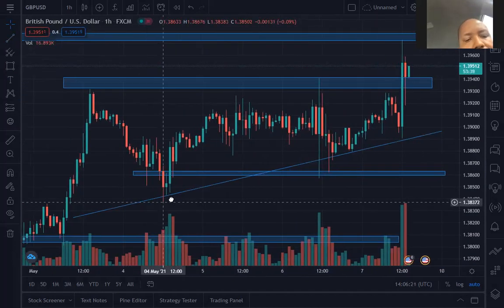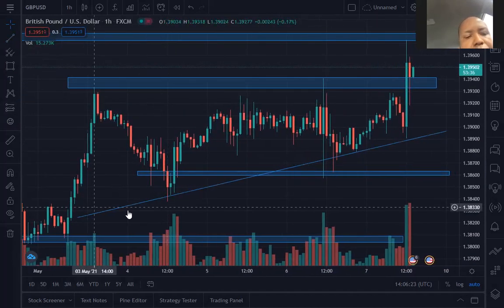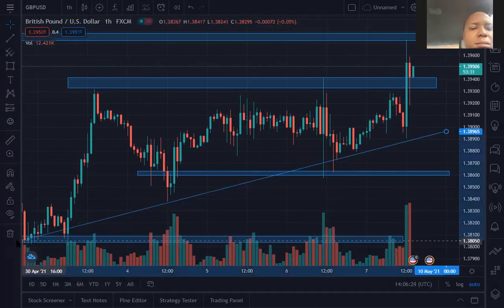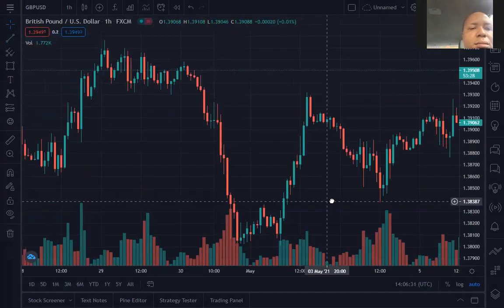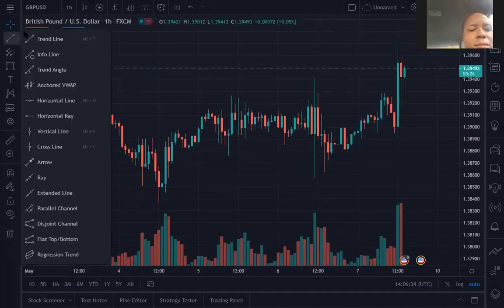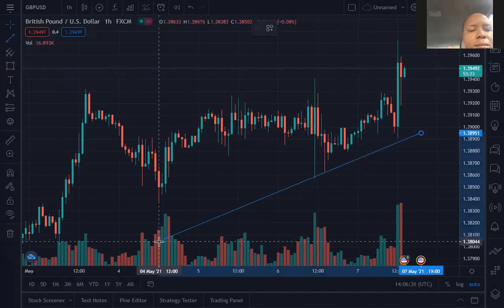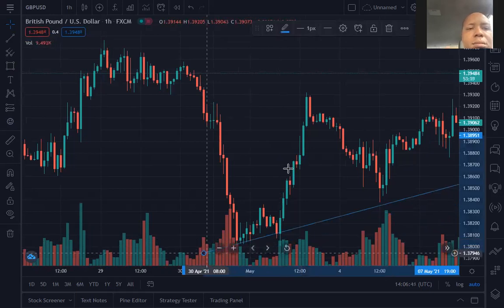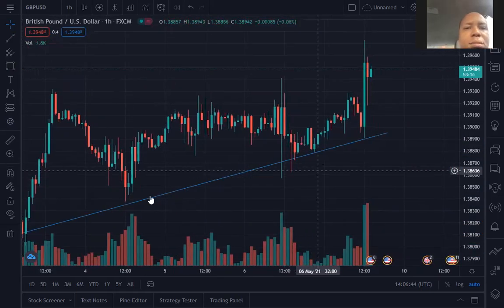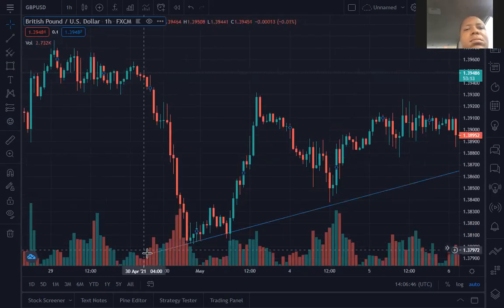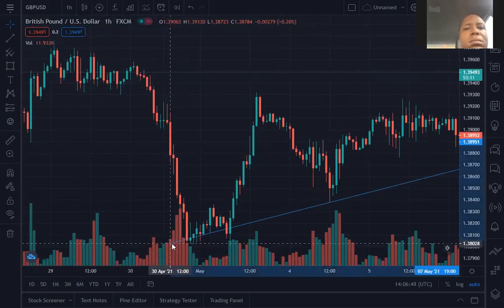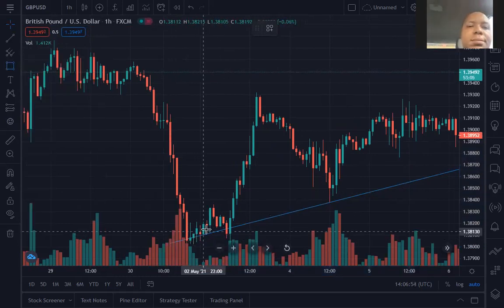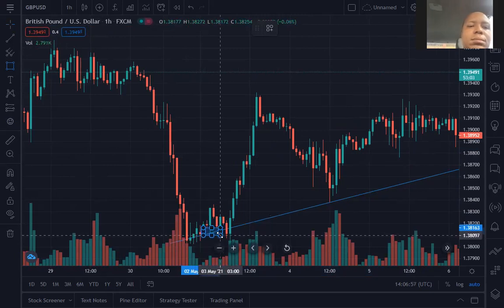So now, how do we know that this trend line is valid? Remember, the rule is that we must have 1 to 2 touches on the trend line. That's to make our trend line valid. So how do we know? Let's say we have the wick of this candle touching the trend line.